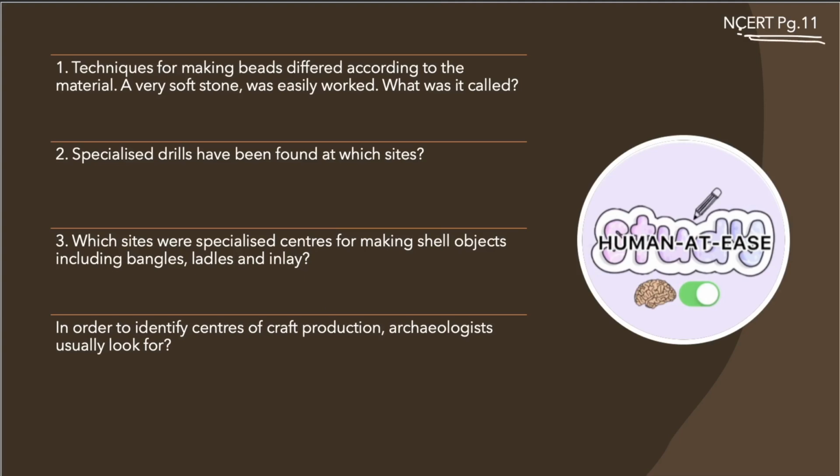NCERT page number 11. Question number 1. Techniques for making beads differed according to the material. A very soft stone was easily worked. What was it called? Question number 2. Specialized drills have been found at which sites? Question number 3. Which sites were specialized centers for making shell objects including bangles, ladles, and inlay? Question number 4. In order to identify centers of craft production, archaeologists usually look for?